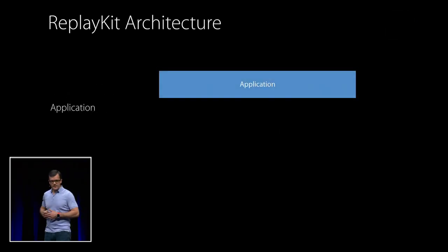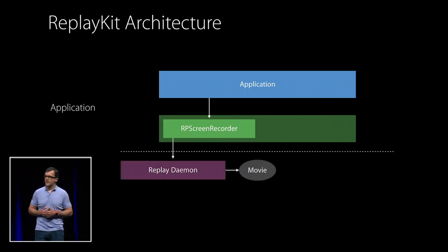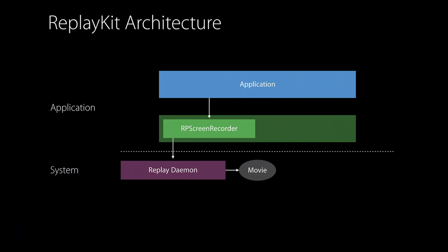So here we have your application. Your application needs to notify the operating system when it wants to begin recording. So ReplayKit provides an RPScreenRecorder class. You will tell this class to start recording. At this moment, a message is sent to the replay daemon. The replay daemon will start writing your app's data to a movie file.